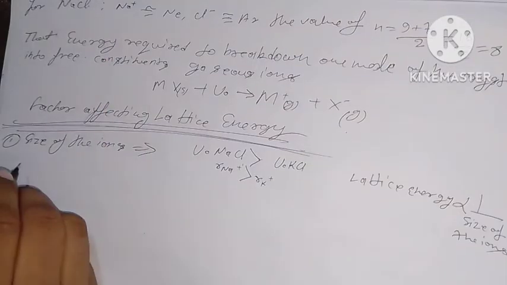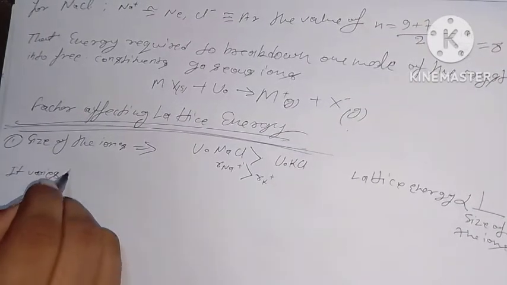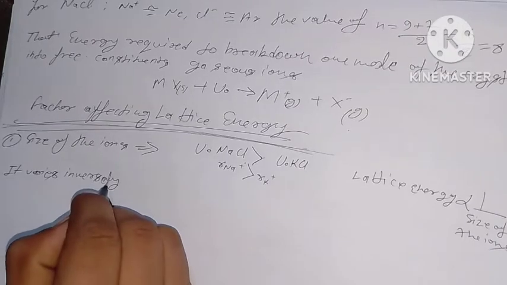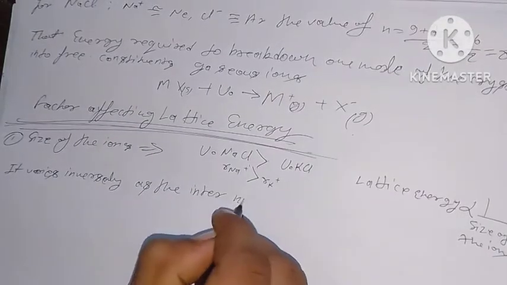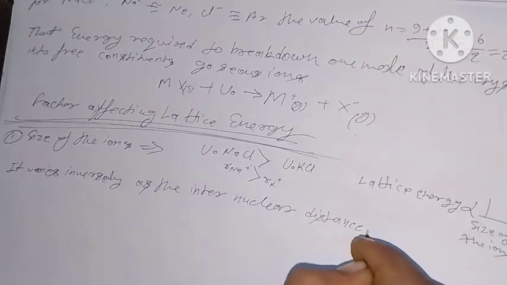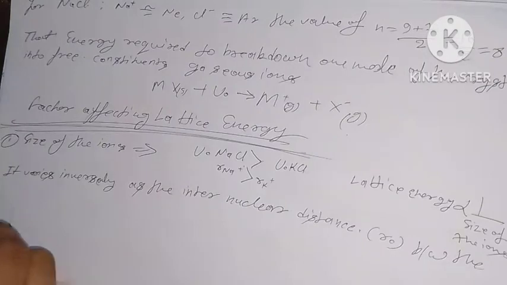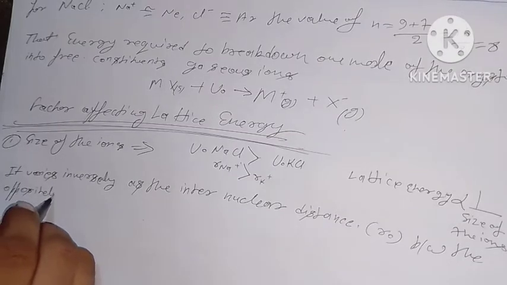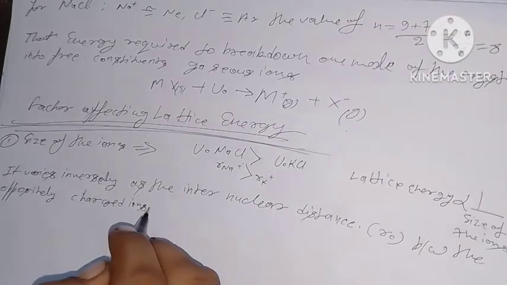Okay. It varies inversely as the internuclear distance between the oppositely charged ions in an ionic crystal.